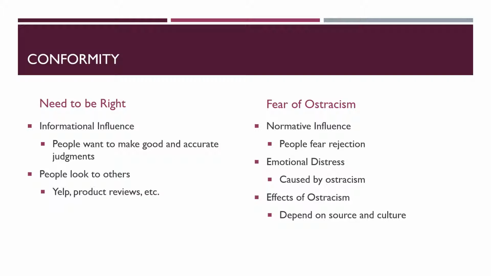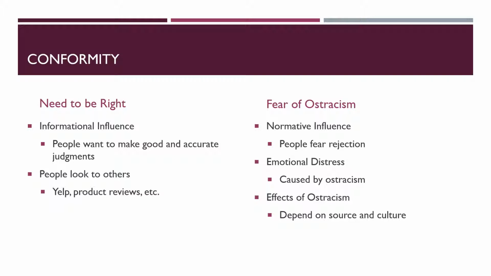The need to be right is more of an informational influence. People want to make good and accurate judgments and assume when others agree, they must be right. People do this a lot when they look to things like Yelp or product reviews on Amazon. When they just want information, they want to be right. The fear of ostracism is more of a normative influence. People fear rejection and they fear the consequences that could come from deviance.